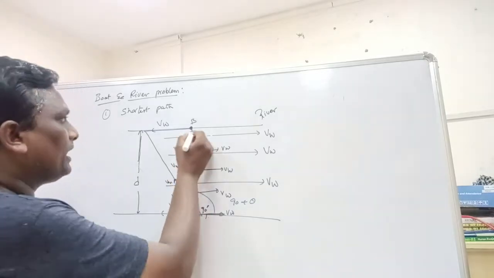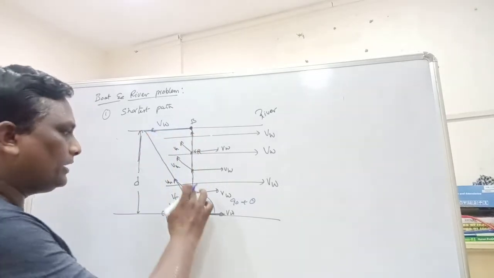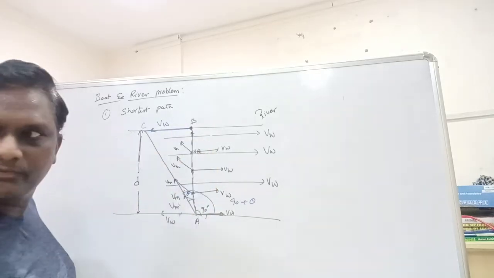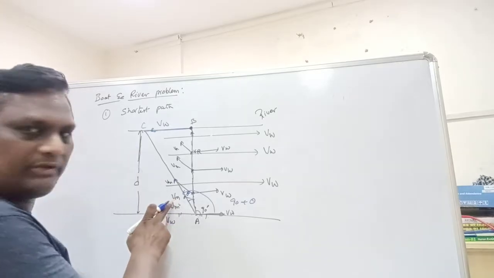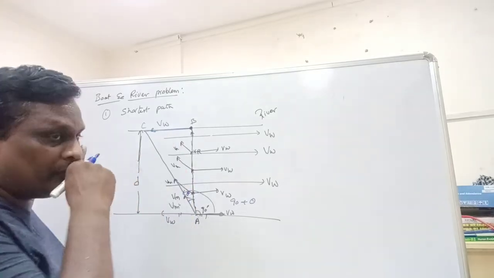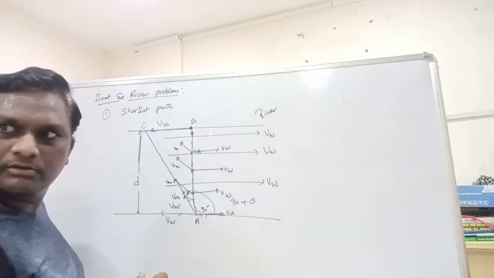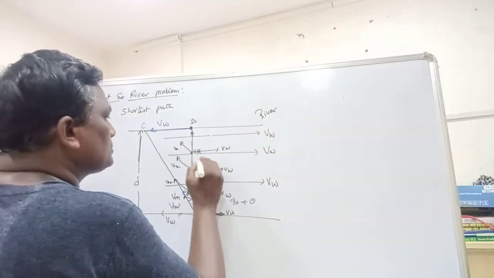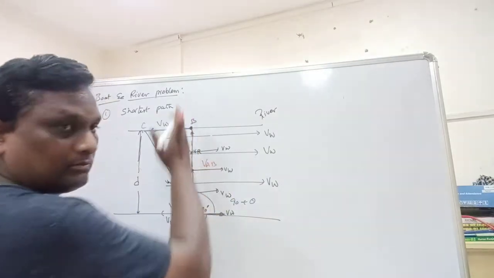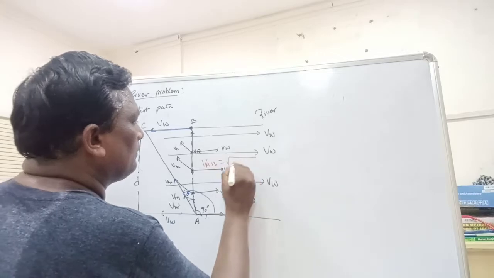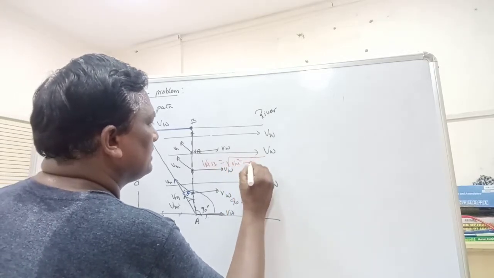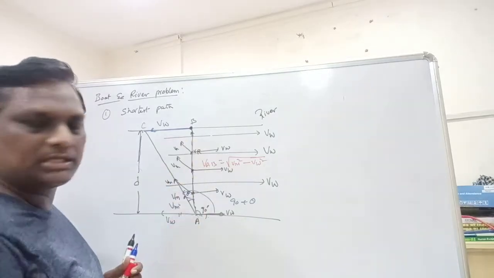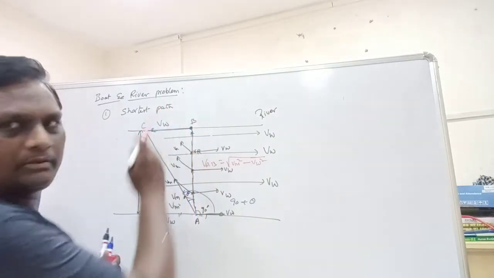Can you understand? Yes, sir. And this is V water. You can find this one also. It is A, B, C, assume. Now AB you can find out. You know the hypotenuse is Vm and opposite is V water. So what is the AB value? I am using this red pen. This AB, along the perpendicular to the river, is equal to root over Vm square minus V water square. Why? Square root of hypotenuse square minus opposite side square. Like this you can find this.